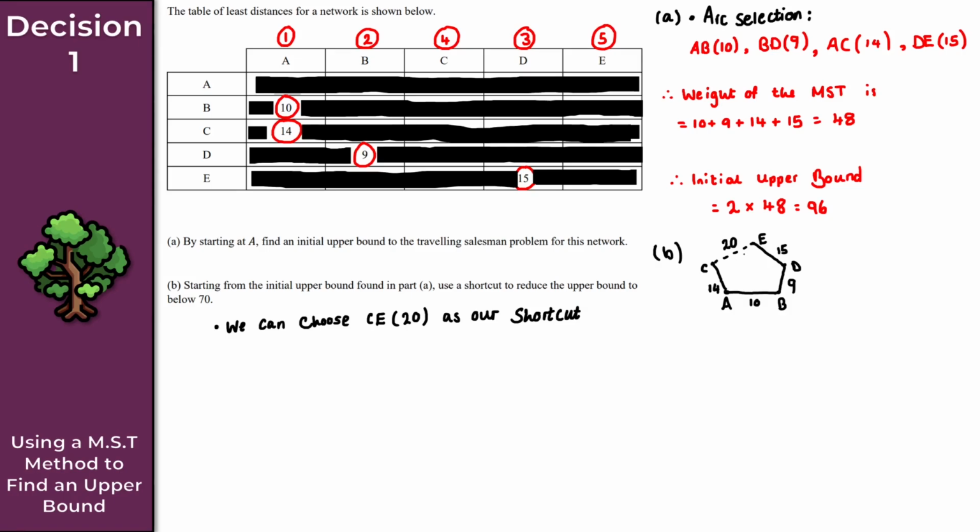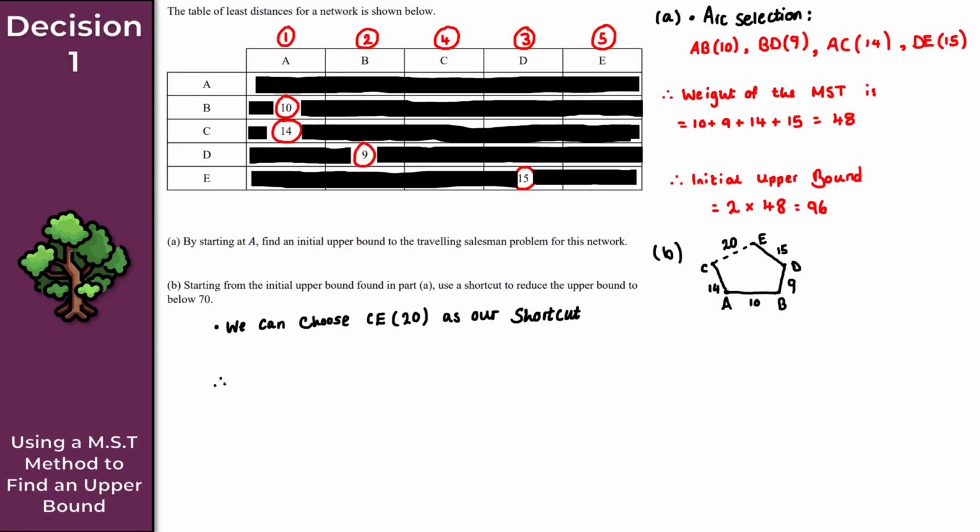So at this point here, we now don't need to double each of these, right? So I don't need to double AC, I don't need to double AB, I don't need to double BD, I also don't need to double ED, right? In this case here, we just add 20 to the weight of the minimum spanning tree, right? And that would give us an improved initial upper bound.